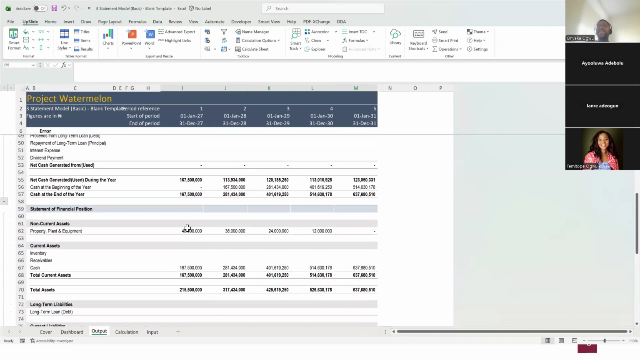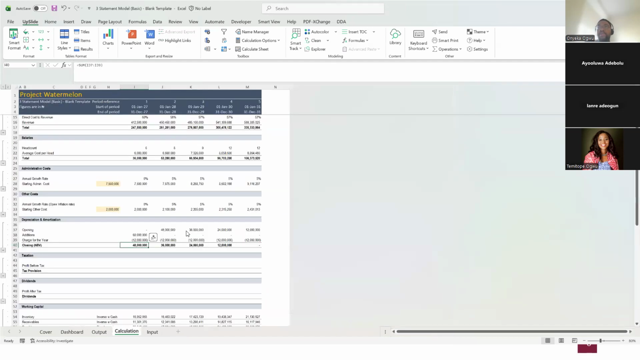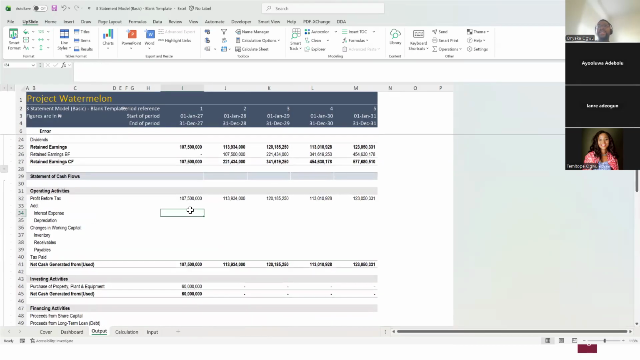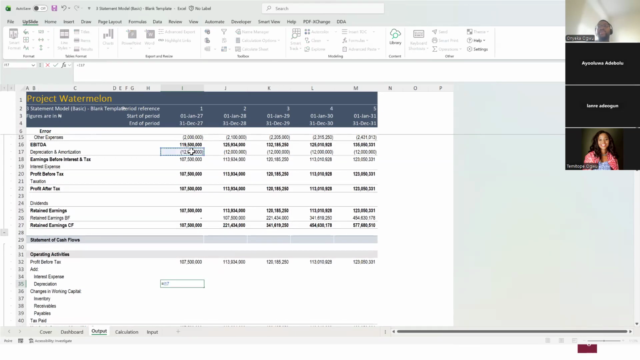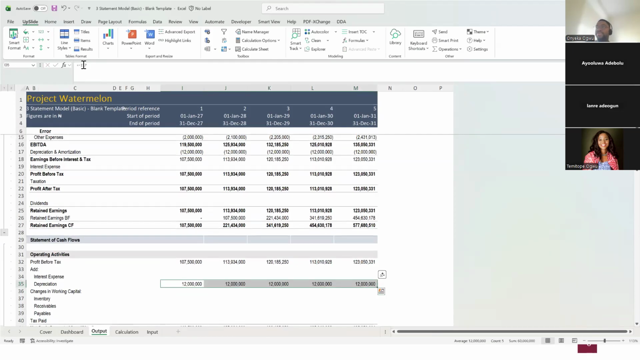Then the next thing it's asking us to do is to add back the depreciation in the working capital bit. So our depreciation here is 12. We'll add it back. We add back depreciation.